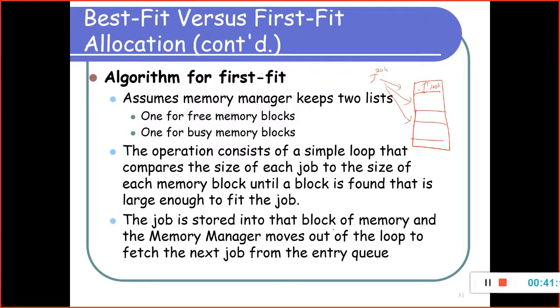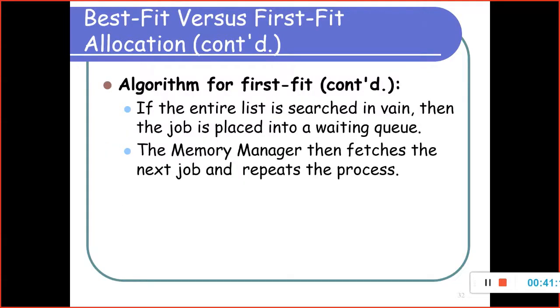The job is stored into that block of memory and the memory manager moves out of the loop to fetch the next job from the entry queue. If the entire list is searched in vain, then the job is placed into a waiting queue. So if the job is too big to fit in any memory partition, it will go into the waiting queue. The memory manager then fetches the next job and repeats the process.